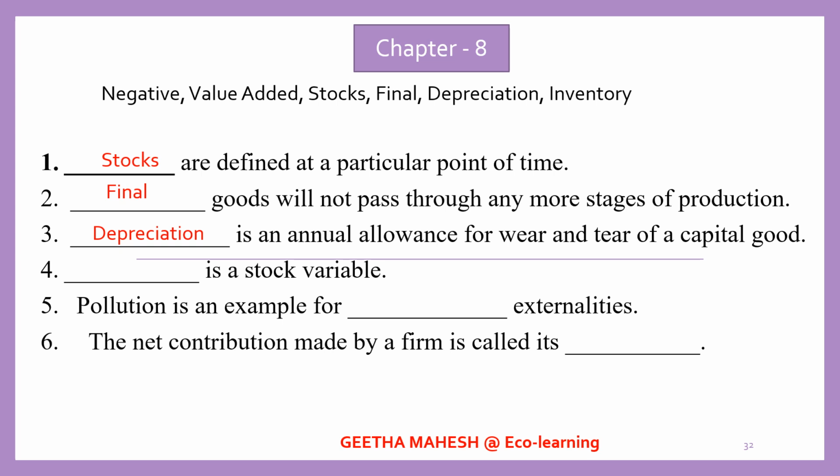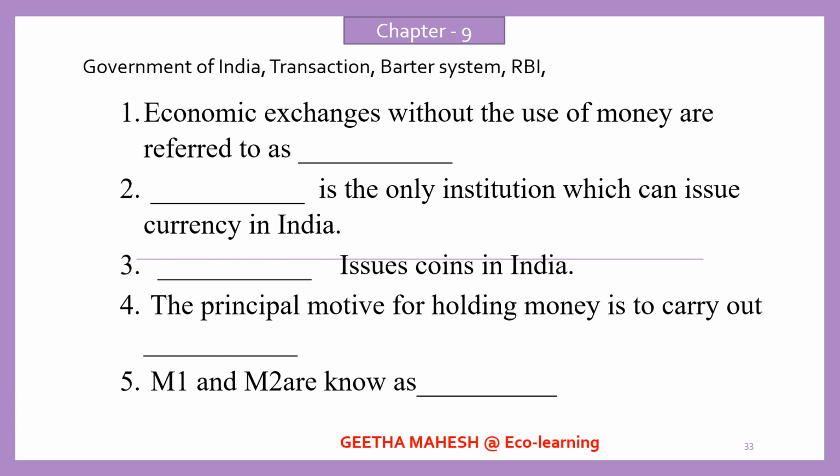Depreciation is an annual allowance for wear and tear of capital goods. Inventory is a stock variable. Pollution is an example for negative externalities. The net contribution made by firm is called its value added. Economic exchanges without the use of monetary are referred to as barter system.